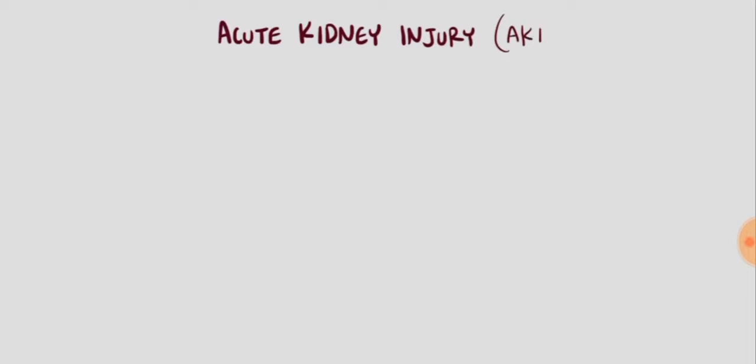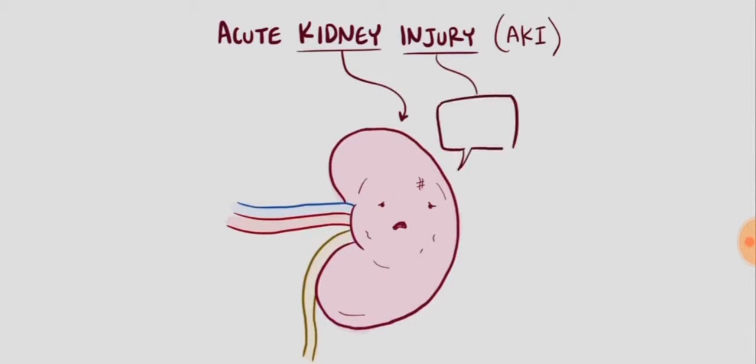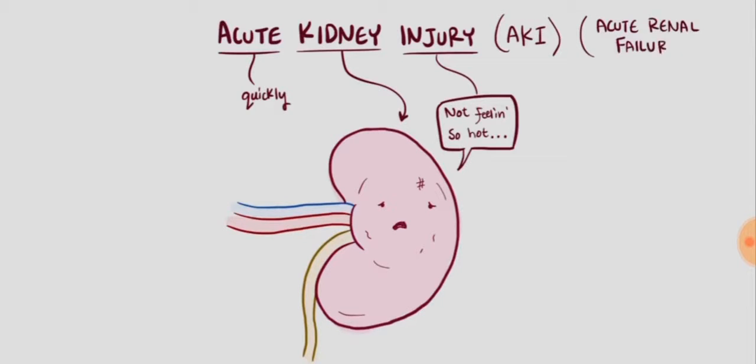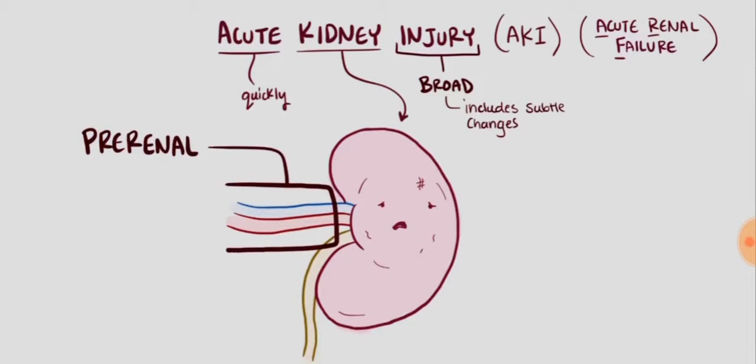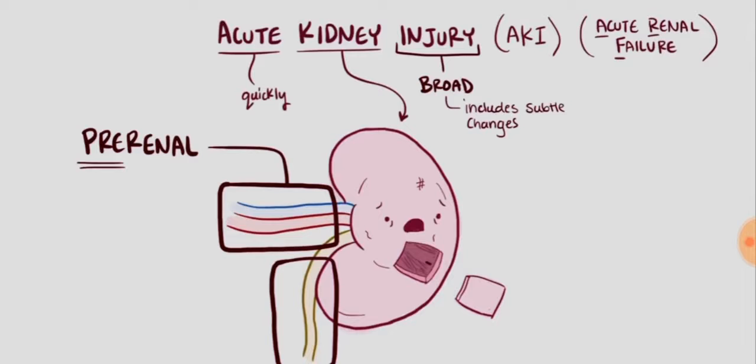Acute kidney injury, or AKI, is when the kidney's not functioning at 100%, and that decrease in function usually develops relatively quickly, typically over the course of a few days. Actually, AKI used to be known as acute renal failure, or ARF, but AKI is a broader term that also includes subtle decreases in kidney function. AKI can essentially be split into three types. Pre-renal AKI, meaning the cause of the kidney injury is coming before the kidneys, post-renal AKI, meaning after the kidneys, or intrarenal AKI, meaning within the kidneys.